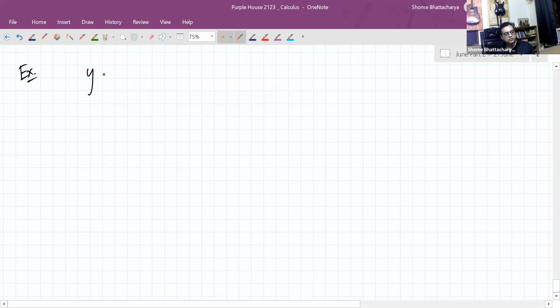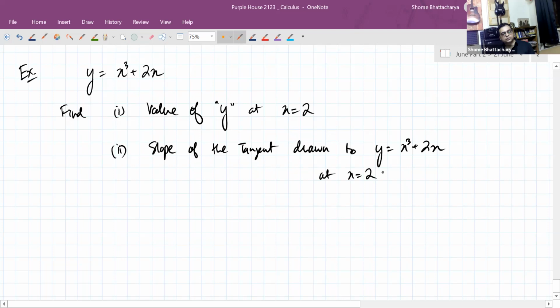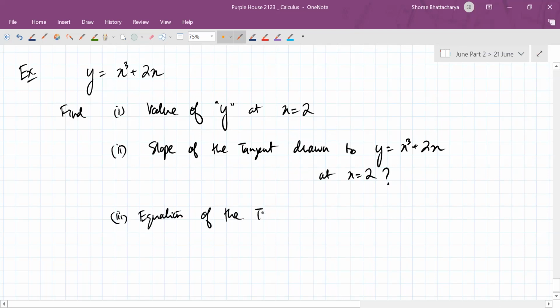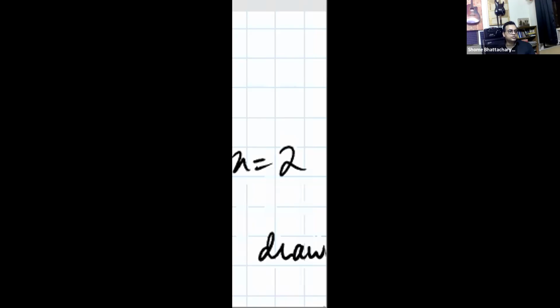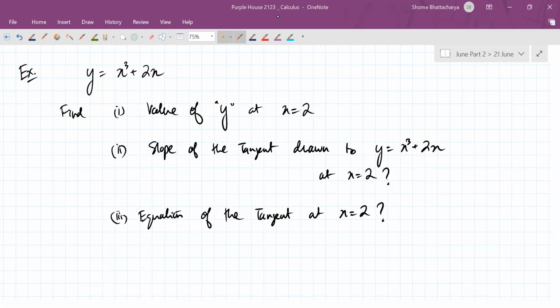So we now have a function y is equal to x cube plus 2x. First of all, we want to find the value of y at x equal to 2. Then we want to find the slope of the tangent drawn to y is equal to x cube plus 2x at x equal to 2. And then we want to find the equation of the tangent. So it's a repeat of the same concept, but using a different function now. Just try this out, people. I'll put up the answers very soon. Just try to apply the same steps you've done in the previous question.